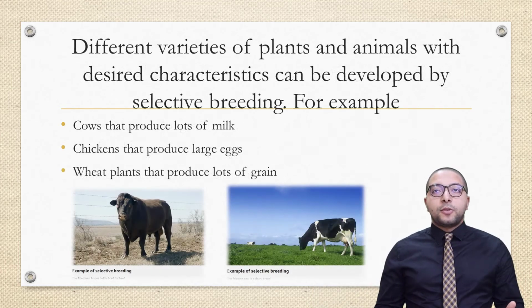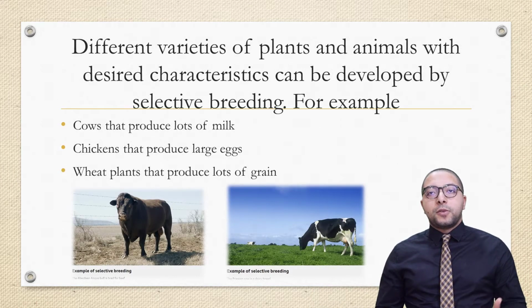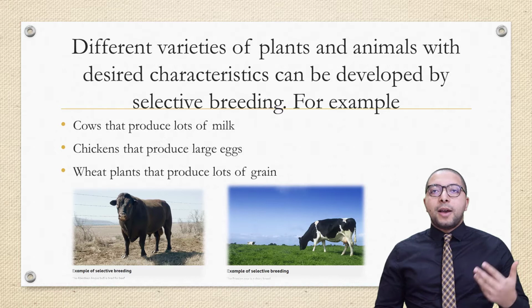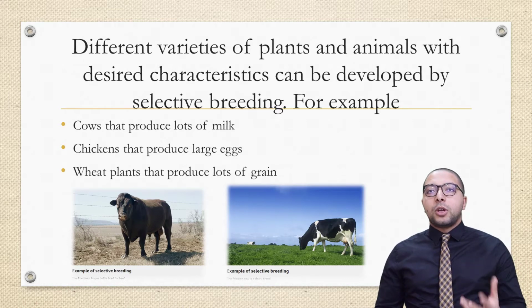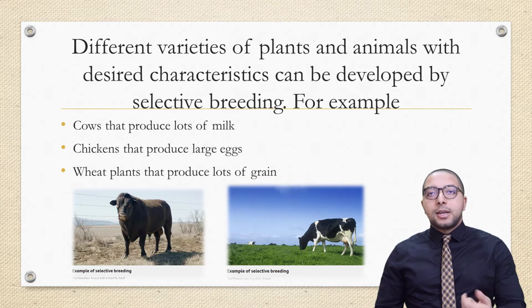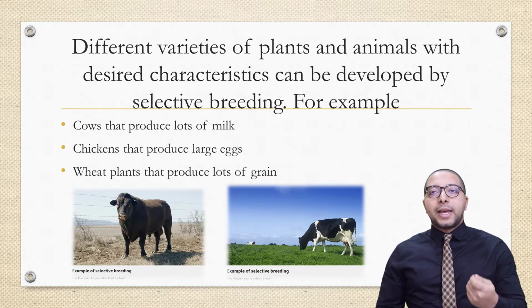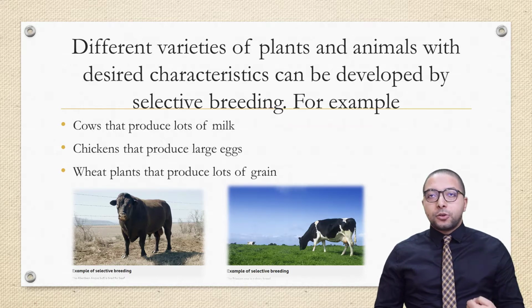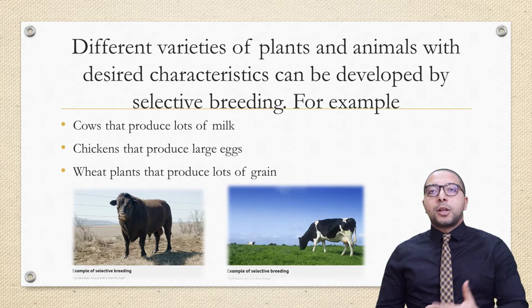So the aim of selective breeding is to look for a favorable feature. As an example, we have too many favorable features. Today we're going to discuss three of them. It can be the cows. We can improve or enhance or support the cows that produce more milk than the others. So we need to increase the yield of milk production.